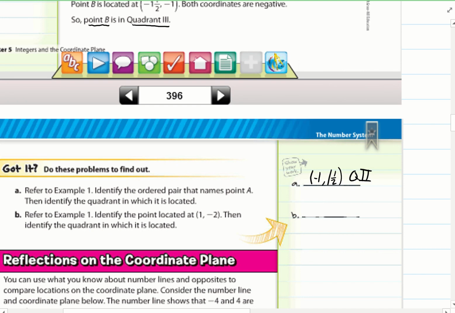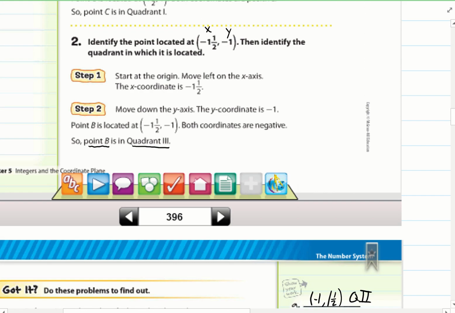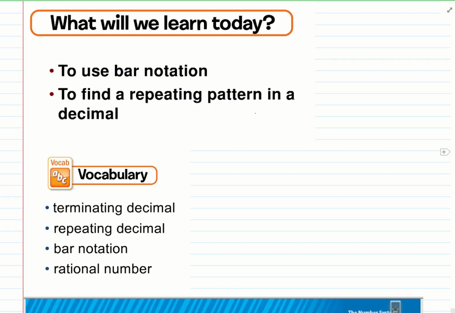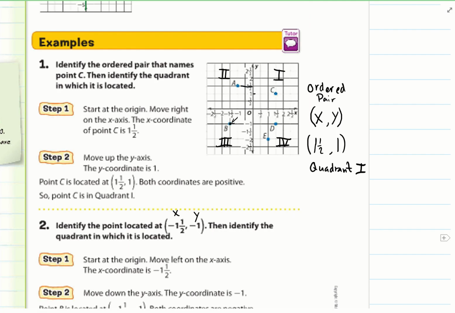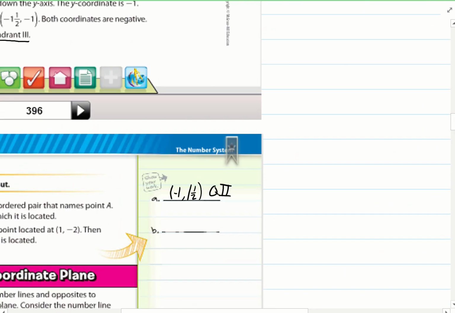For B, it says identify the point located at 1, -2, then identify the quadrant in which it is located. So my x value is at 1 here, and my y is at -2. So I go +1, -2, and that's going to bring me to point E. And that is in quadrant 4.